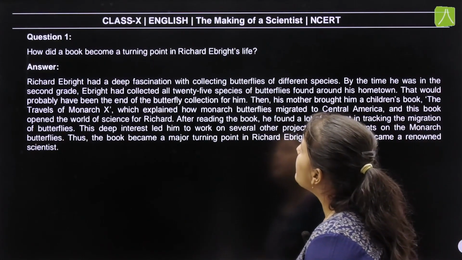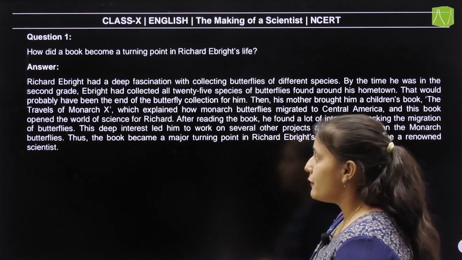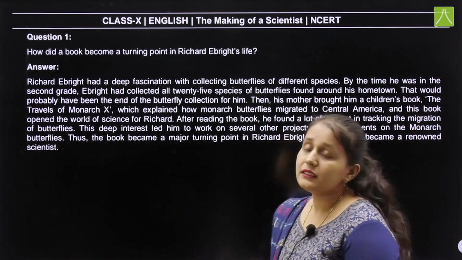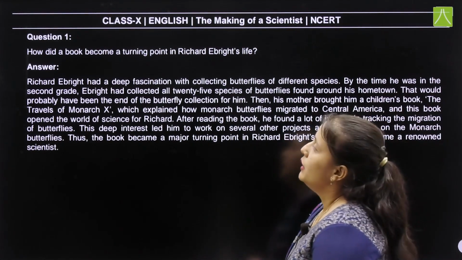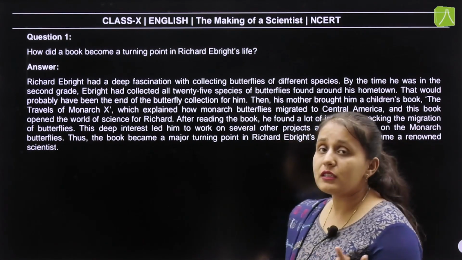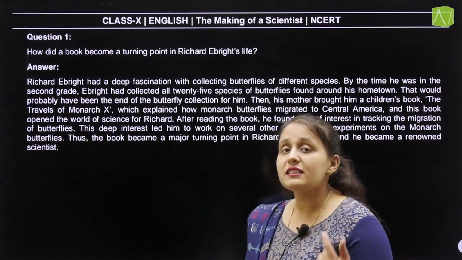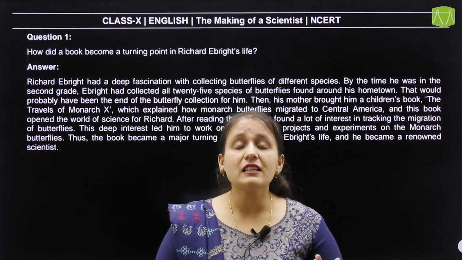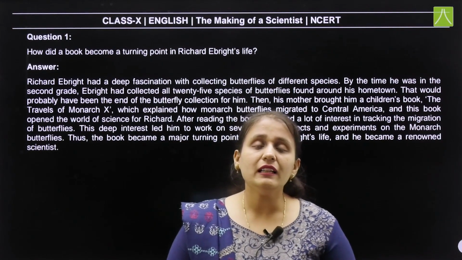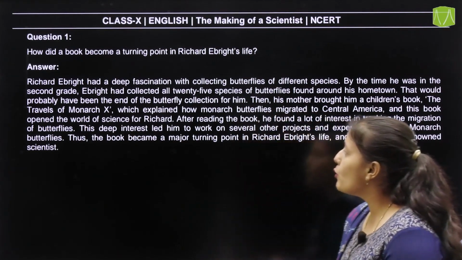How did a book become a turning point in Richard Ebright's life? Of course, in second grade, he decided to drop the idea of collecting butterflies. But when his mother gave him the Traveler's Monarch book, and when he studied that particular book, he came to know more about butterflies, and then he started tagging them, and then he learned that there is a lot more to know about them.